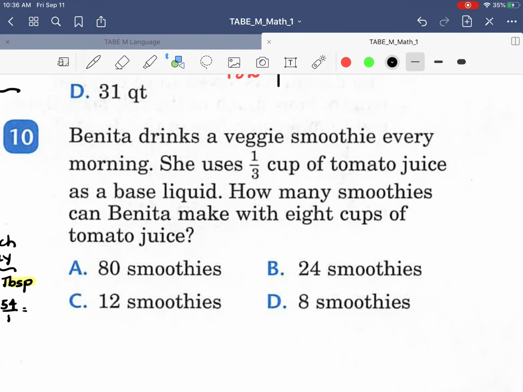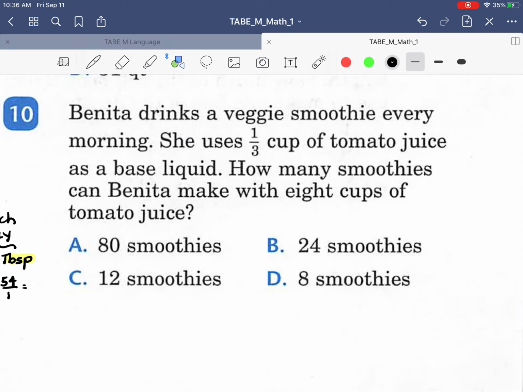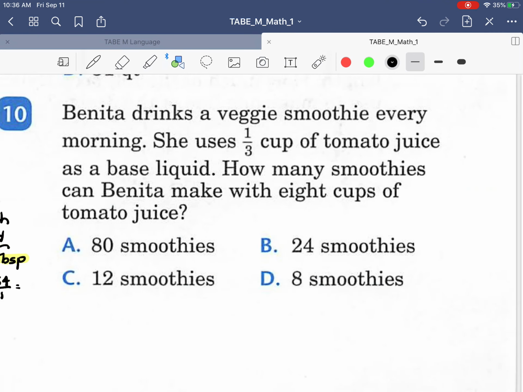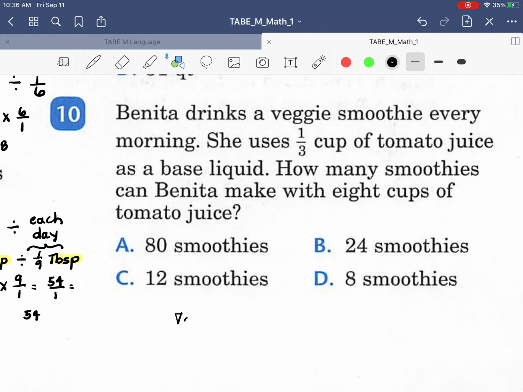Okay, number 10. Benita drinks a veggie smoothie every morning. She uses 1/3 cup of tomato juice as a base liquid. How many smoothies can Benita make with 8 cups of tomato juice? So we want to look at the total amount of tomato juice that she has. And those are measured in cups. So she has 8 cups total.